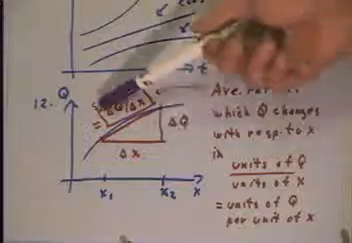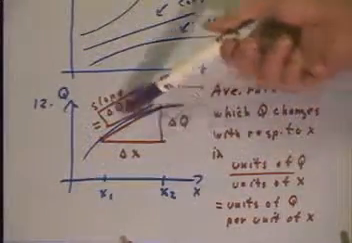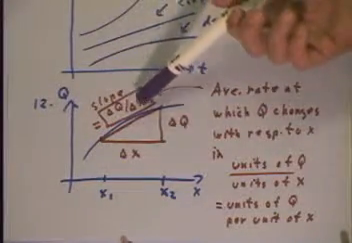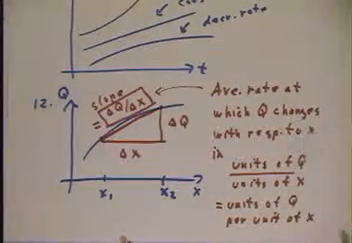So that when we divide rise by run, we get the rate of change of this quantity with respect to x. And again, that rate of change is the change in the y quantity per unit of x quantity. And that's what we're talking about here.